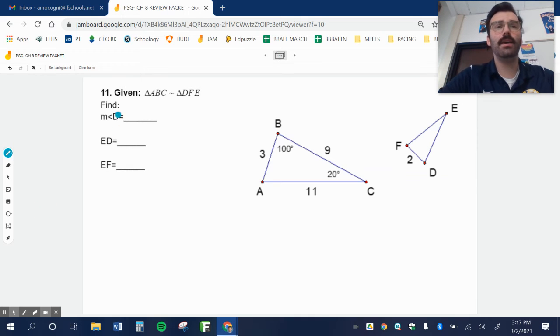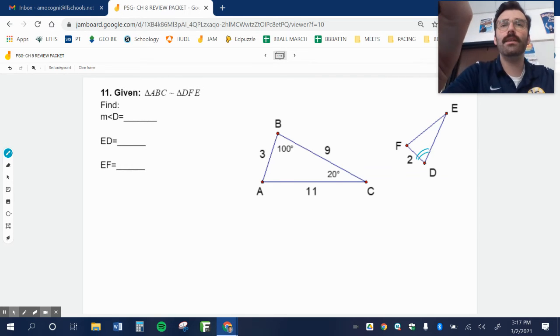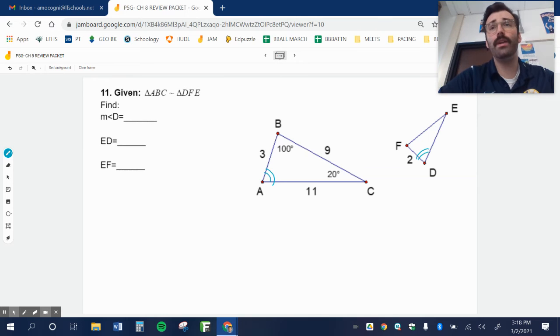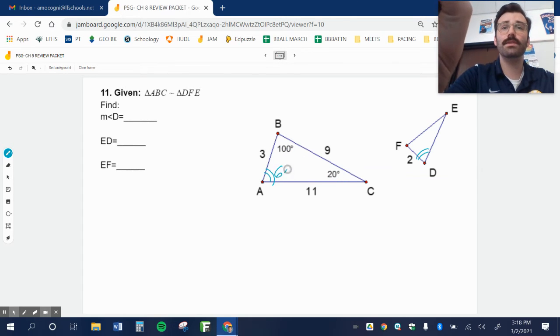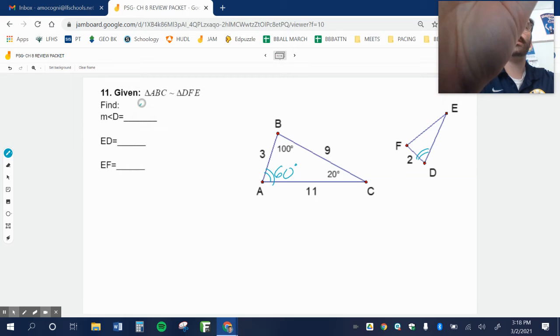All right, we're looking at angle D. So angle D, let's look at the order of the letters. Angle D corresponds with angle A. Oh, would you look at that? I don't know what angle A is, but since I know that this is 100, this is 20, that's 120. 180 minus 120 gives me 60. So angle D must also be 60 degrees.